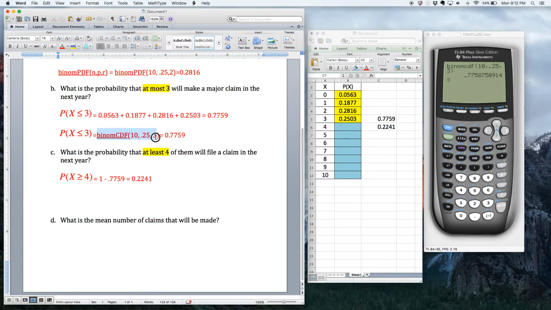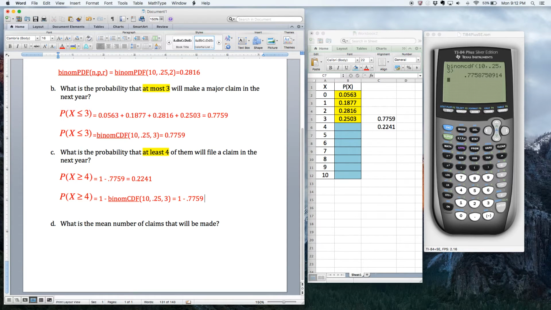So actually, this statement, I'm going to pop this down here so it makes a little more sense to you. The chances I'm 4 or higher is 1 minus the chances I'm 3 or under. So that Binomial CDF of 10, 0.25, 3, that's that prior scenario, which is when you're 3 or under. So this is actually 1 minus 0.7759, which equals 0.2241.